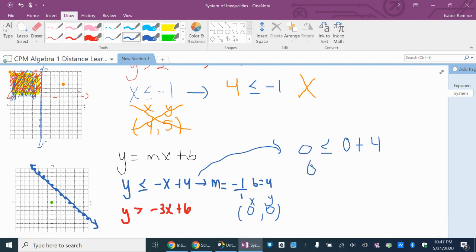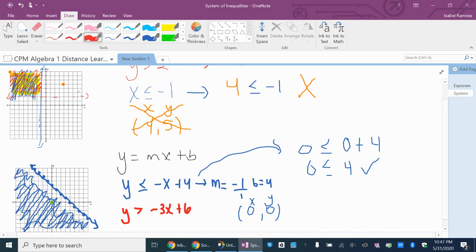And now we check to see if that origin satisfies this inequality. So 0 plus 4 is 4. And it does satisfy the inequality because 0 is less than or equal to 4. So that means I'm going to shade this entire region here where the origin was at.